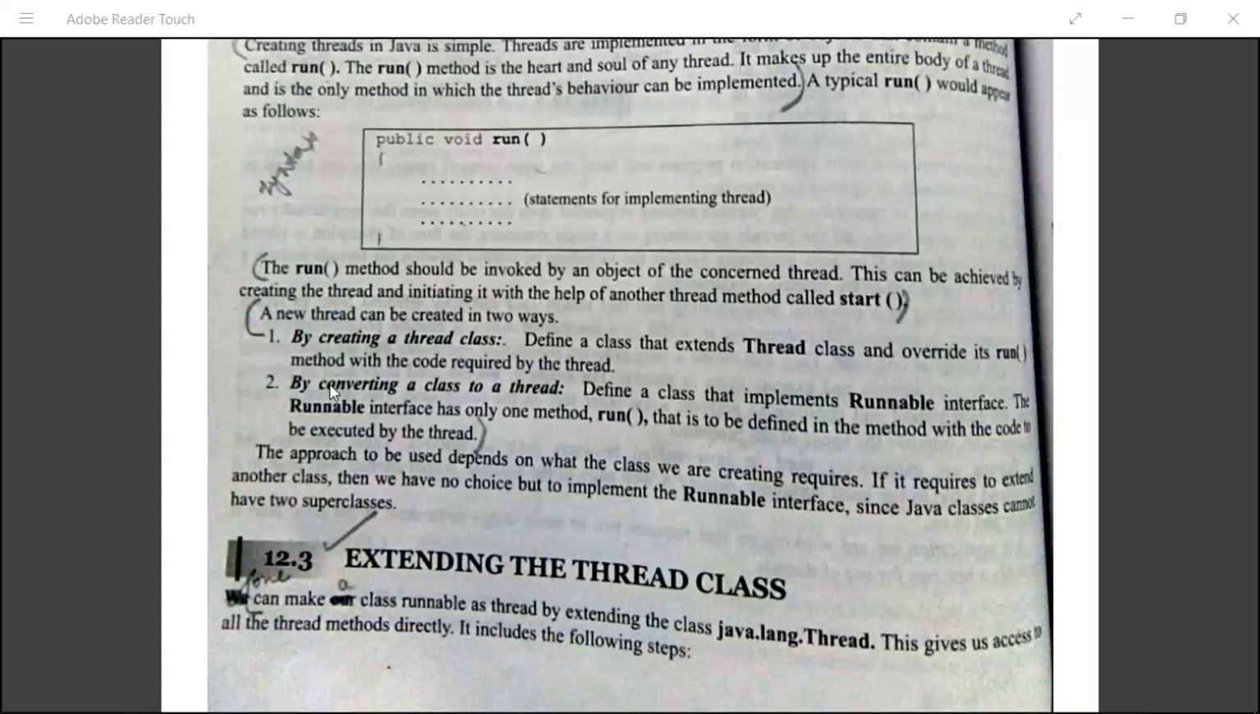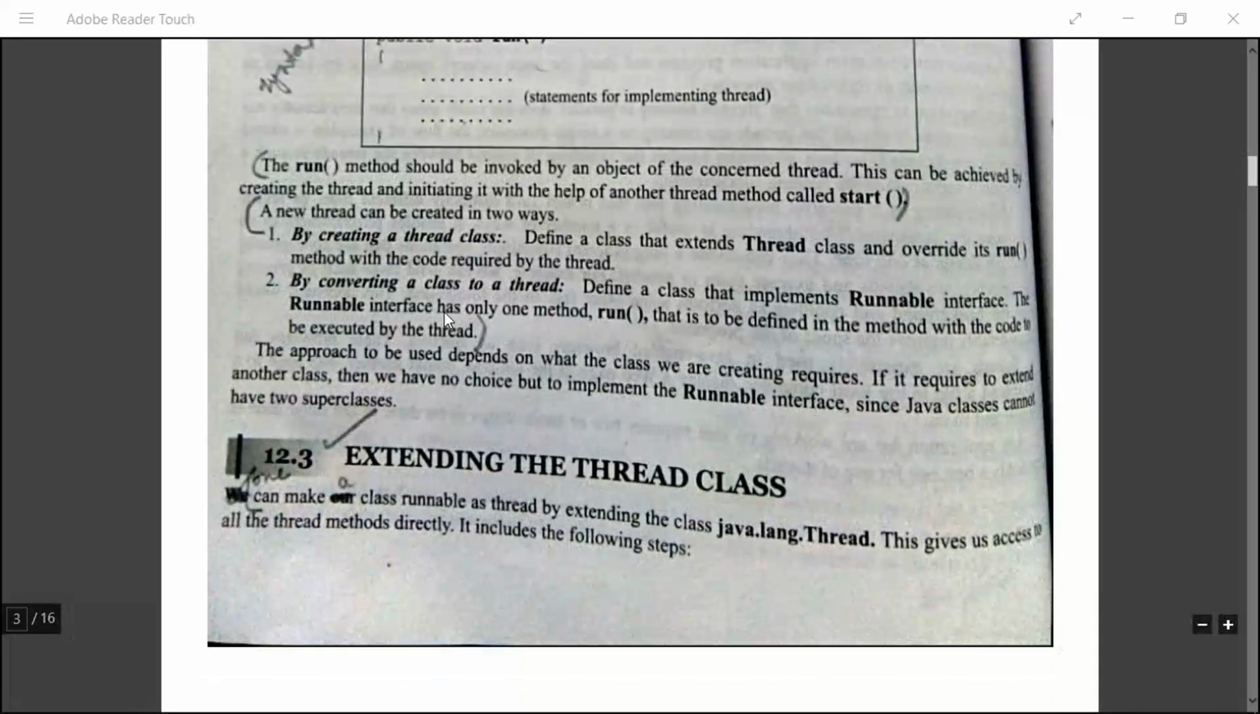So from where does this run method come? This run method comes from the Thread class which we are extending. We are defining a new class which will extend this Thread class, which contains this run method, and we are overriding this run method with our own implementation which our thread wants to execute. Okay, so this is one method.